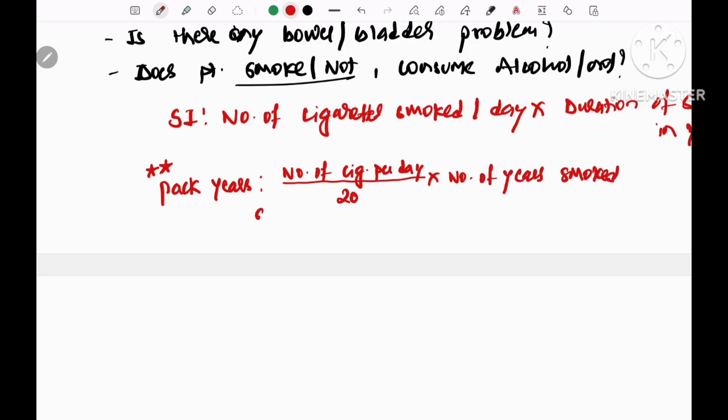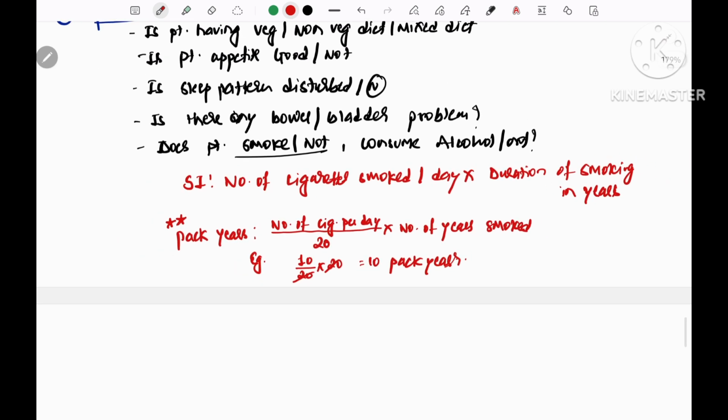For example, if the patient smokes 10 cigarettes per day, then 10 divided by 20, and he smoked for 20 years. So the 20 cancels and it equals 10. So this is 10 pack years. During presentation, we say that the patient smokes 10 cigarettes per day for 20 years, that is 10 pack years. In this way, we write about the patient's smoking.